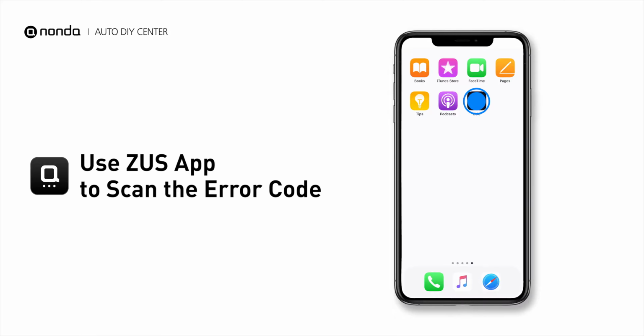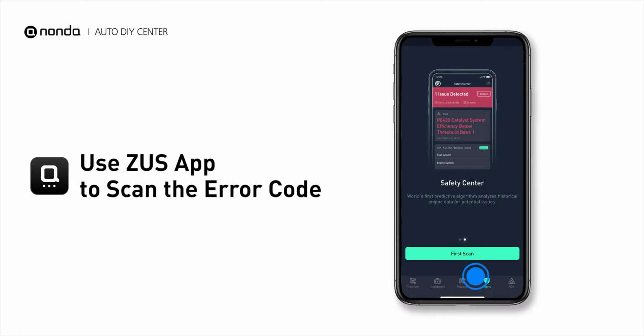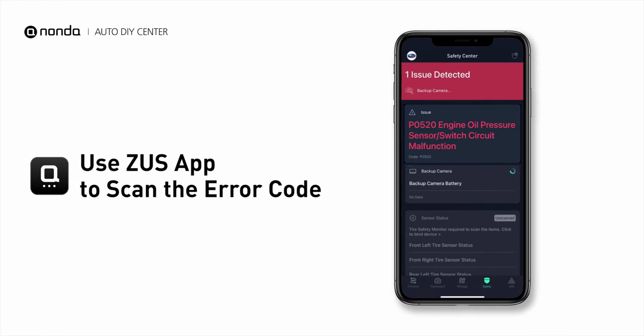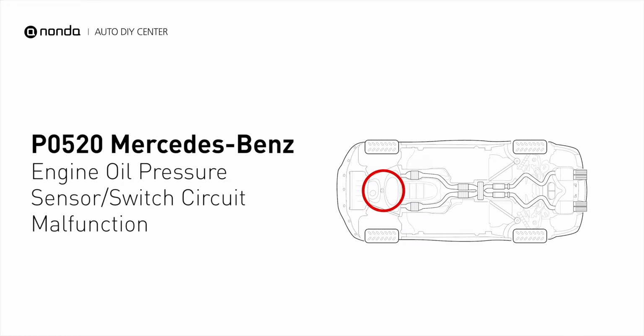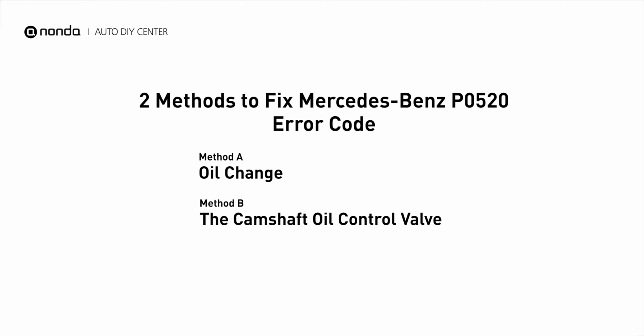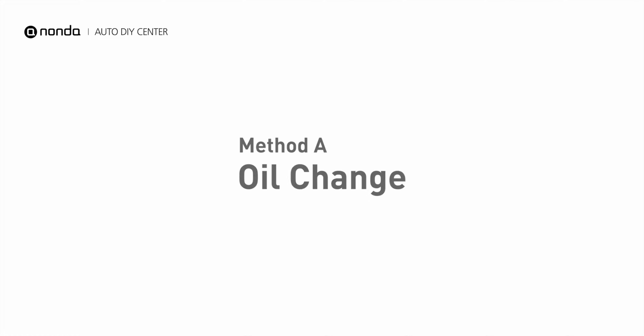Use the Zeus app to scan your vehicle and see the error code P0520. It indicates that the engine computer reads a signal from the sensor that is either too high or too low in relation to the manufacturer's parameters. Here are 2 of the most practical solutions to fix Mercedes-Benz's P0520 error code.